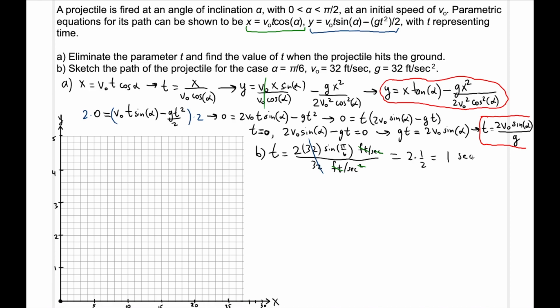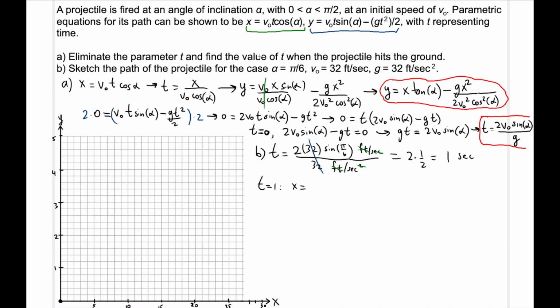And that's helpful to us because that 1 second can tell us the x and y values that will determine the path of the projectile, right? We're going to draw a parabola using the fact that we have 1 second as the time of it hitting the ground again. Now let's find t is equal to 1.